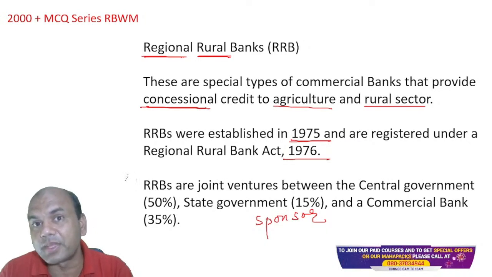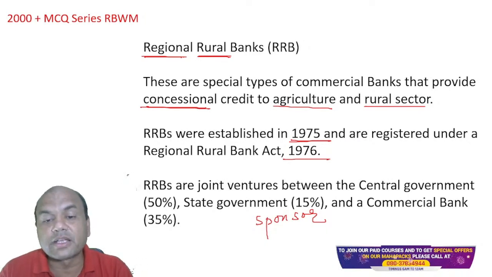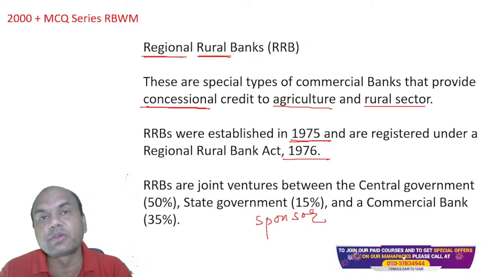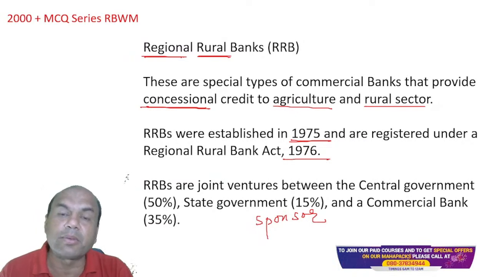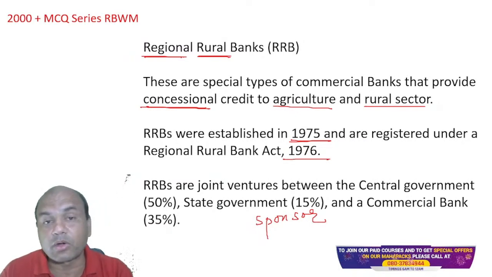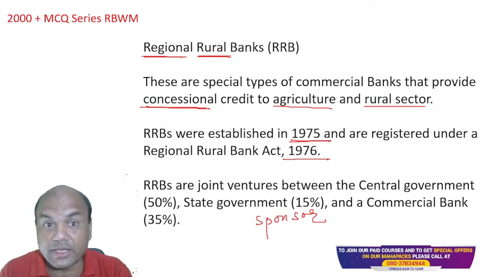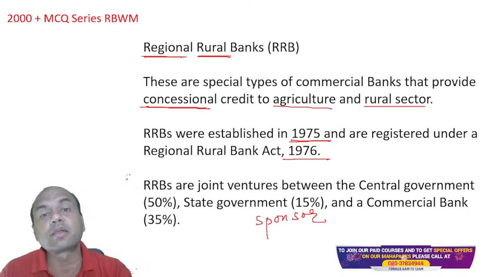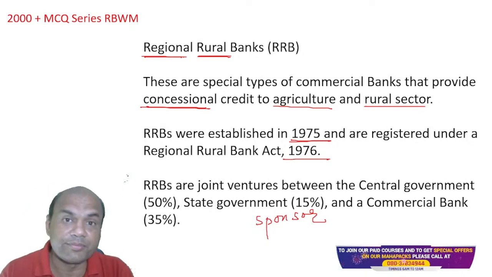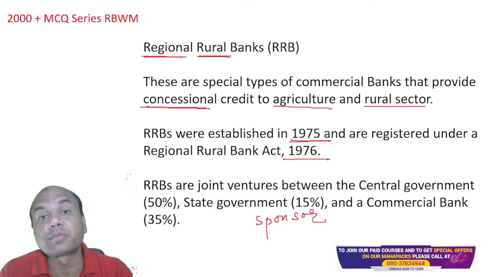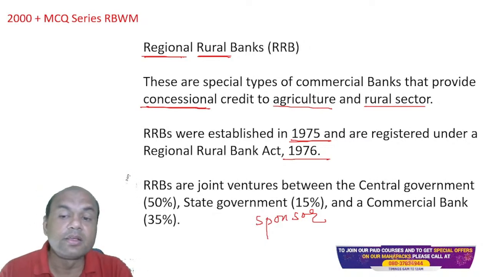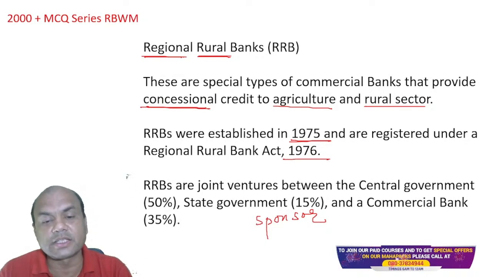Right now, what is happening? Government is coming up with a thought process that why should these be kept this way only? Can't these RRBs be a separate bank, a separate bank altogether, no sponsor bank? Can't these work like this? All the RRBs can be combined in India. So this is a thought process. But from exam point of view, remember, central government, state government, commercial banks, and these are the proportions.